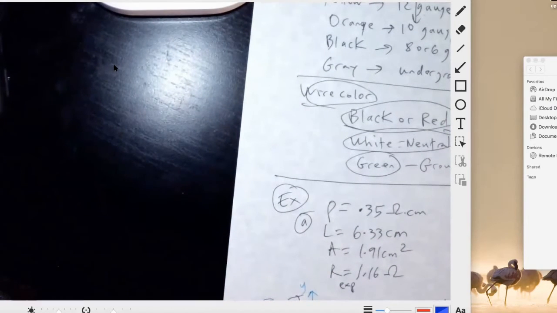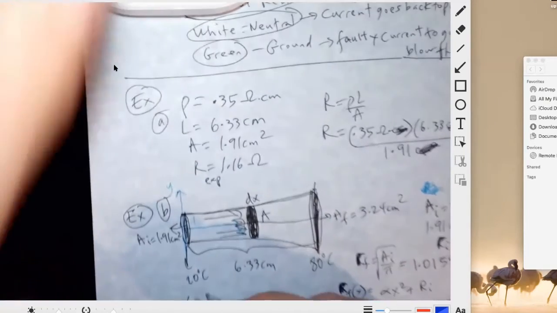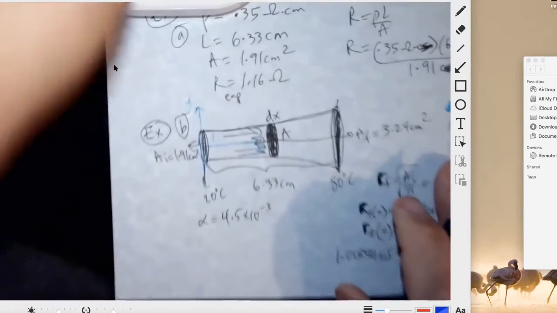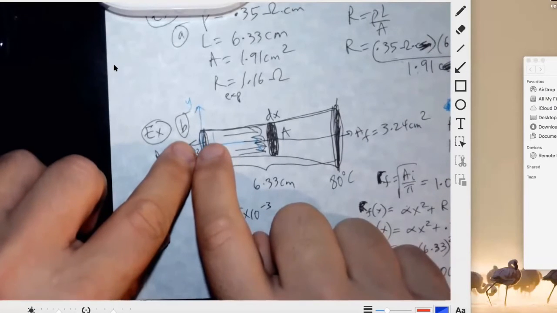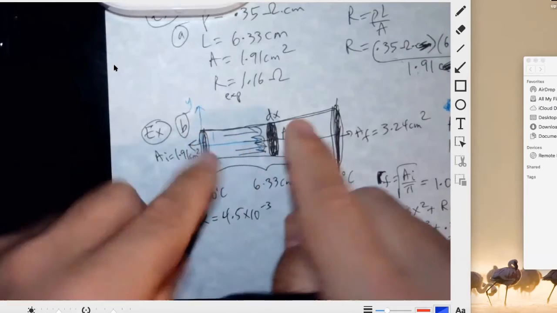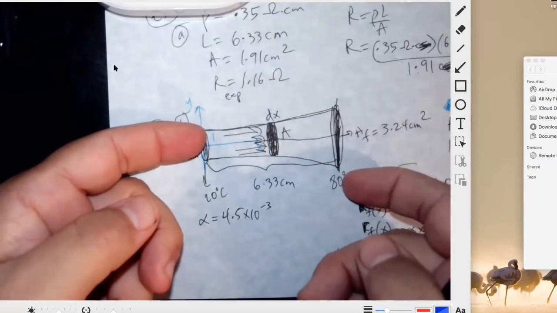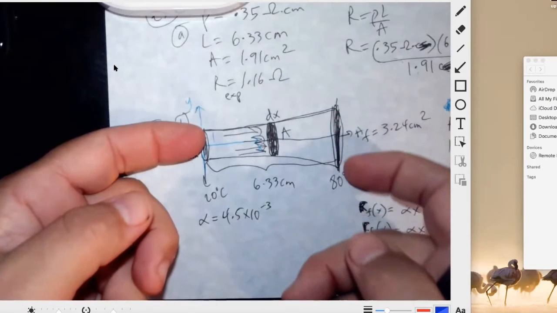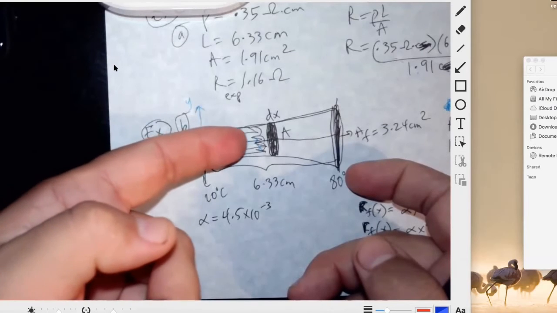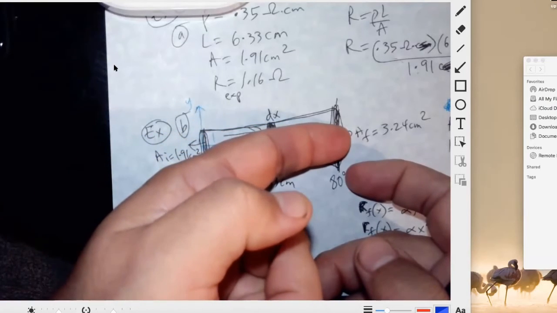Okay, let's say it's copper, something like that. So let's say it's 4.5 times 10 to the minus 3. So let's say that's the temperature coefficient. So then what happens is the resistivity of the material now is increasing as you go this way. If you're holding this side of the wire at 80 and this side of the wire at 20, right? The wire is getting warmer as you go that way, linearly.